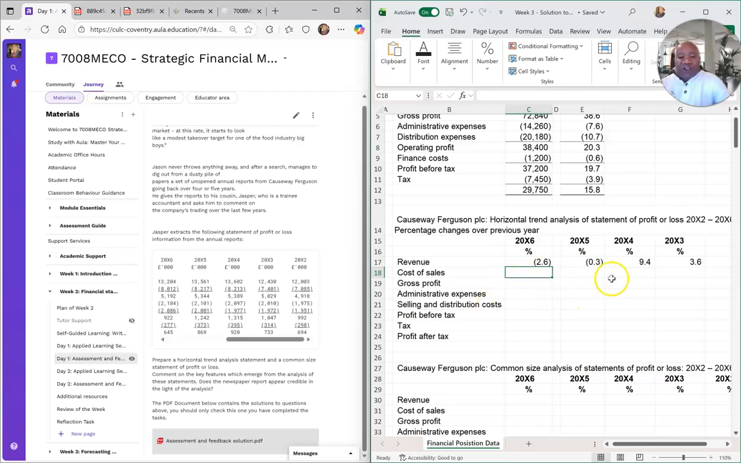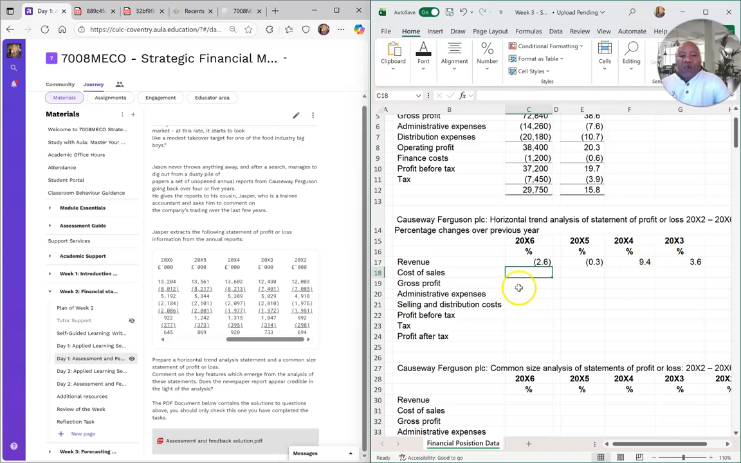And so we can do the same for cost of sales, gross profit, administrative expenses, for all other items. We can do exactly the same. And that is our horizontal analysis, by comparing one year with another. We're comparing the current year with the previous year.